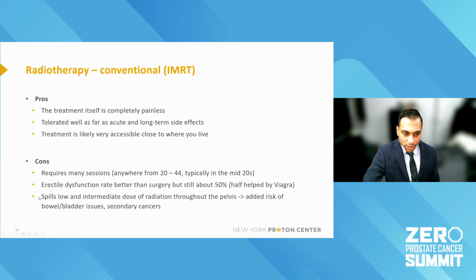And one of the big differences between photons and protons, which I'll get into a little bit more, is that you're still spilling a low and intermediate dose of radiation throughout the pelvis. And that means that there's going to be more radiation delivered to the bowel, to the bladder, which can possibly give you long-term toxicity and secondary cancers.